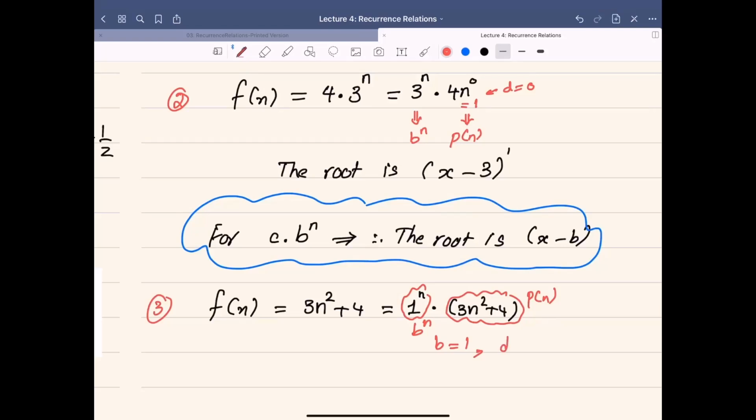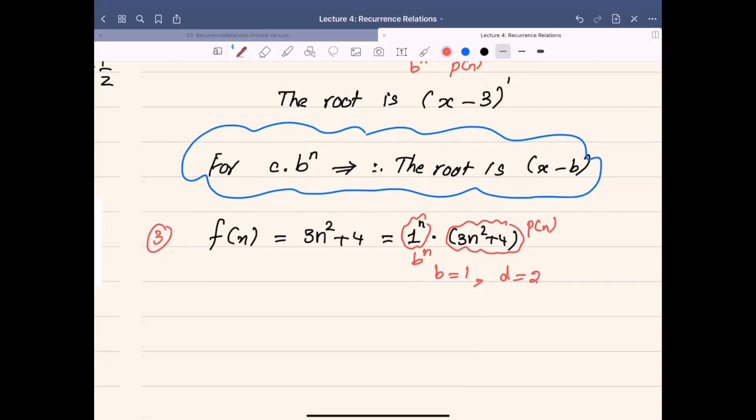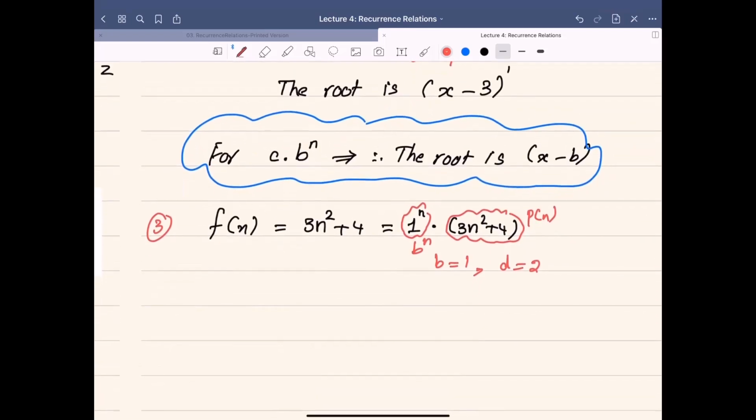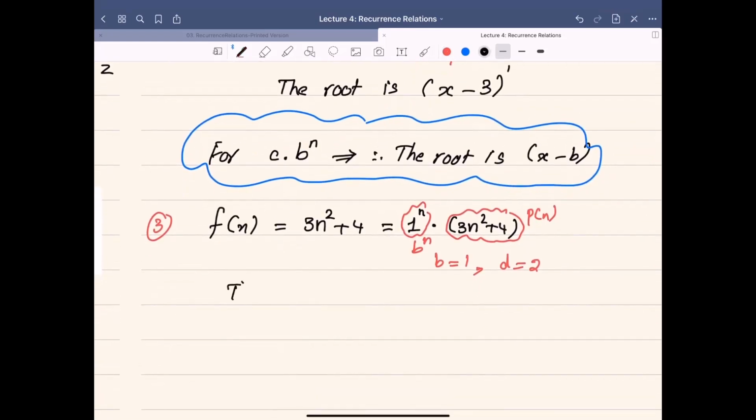And what is the degree for this polynomial? The degree is equal to 2. So how to find the root? So the root is x minus 1 raised to power 3.